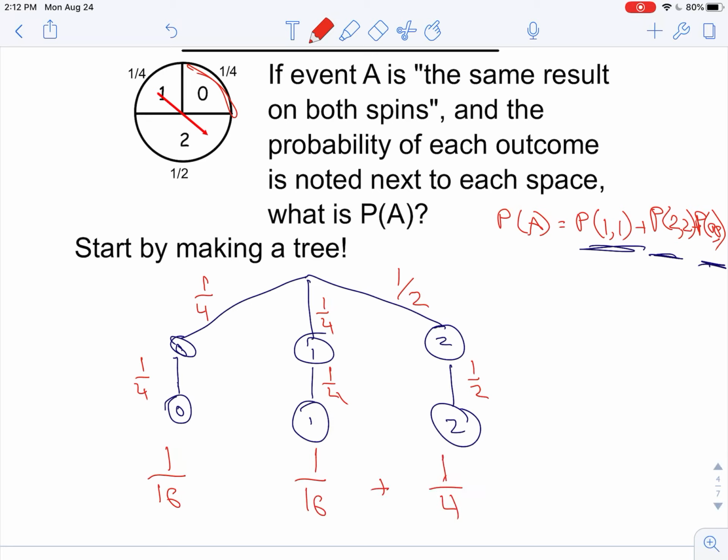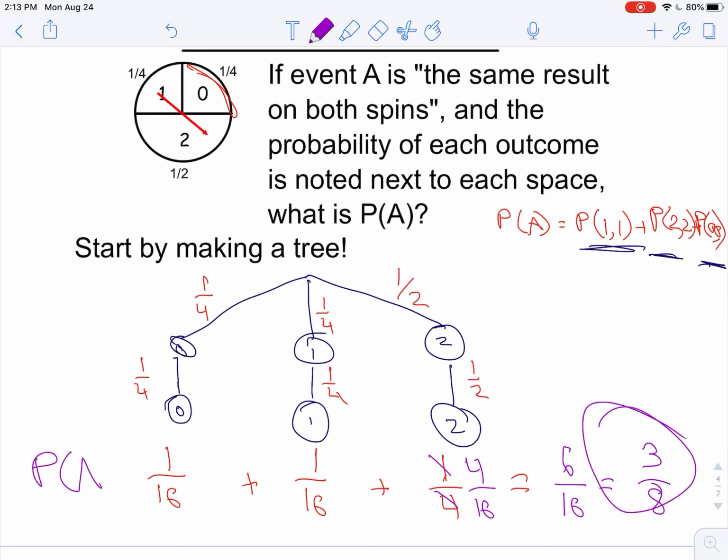So when we go to add these numbers together, hopefully you look at that 1/4 and realize, hey, I can just expand this to make 4/16, and now I can just add 1 plus 1 plus 4 and get 6/16, or simply 3/8. 3/8 of the time, you should have event A happen, the same result on both spins. There's your probability.